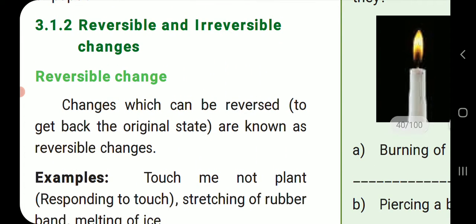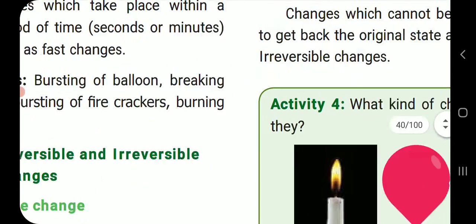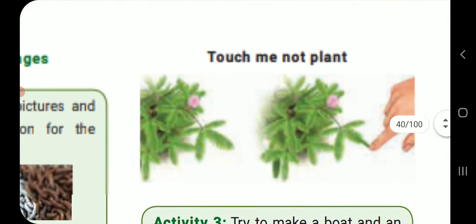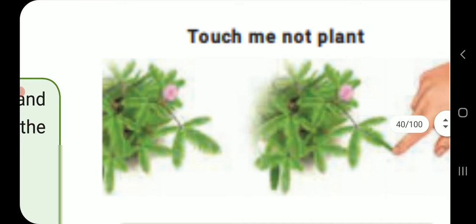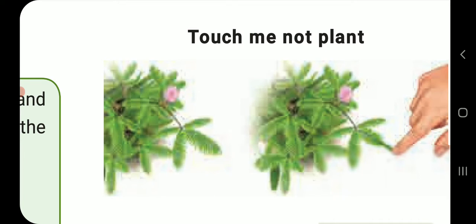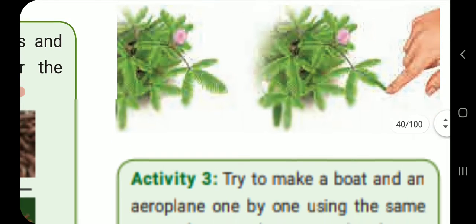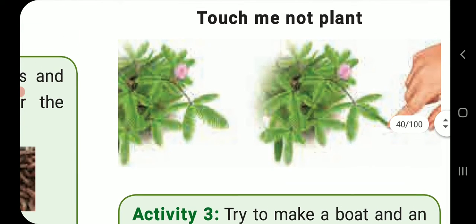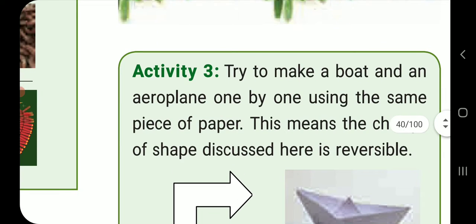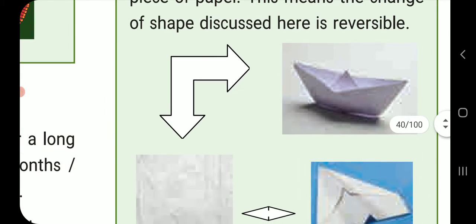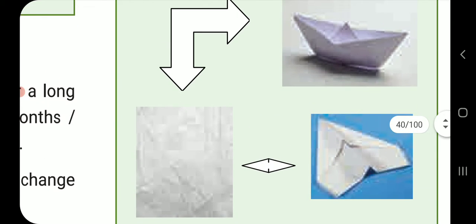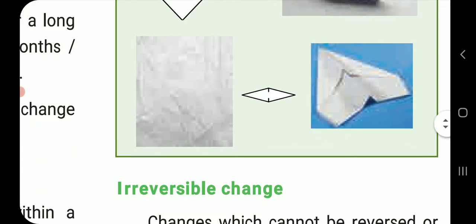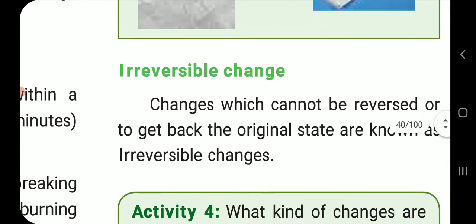Now, what are reversible and irreversible changes? Have you seen the touch-me-not plant? See here, this is a touch-me-not plant. If you touch the leaves, the leaf starts to shrink. Then if we leave it as such, it goes back to its normal position. So this type of change is called a reversible change. Have you made a paper boat? You can make it, and from paper it has changed to a boat, and then if we unfold the boat, we can make it a small square paper again. So this type of change is called reversible.